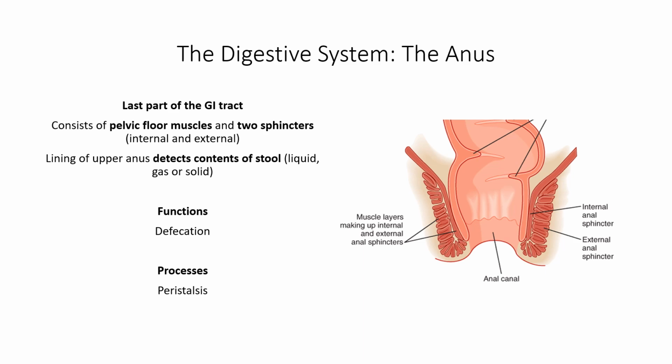So the anus and rectum are pretty much one whole part, and they play a similar role in helping to store and alert you to the presence of a gas or a stool and whether or not it can or should be released at a certain point. The function here is defecation, and the process is once again peristalsis.